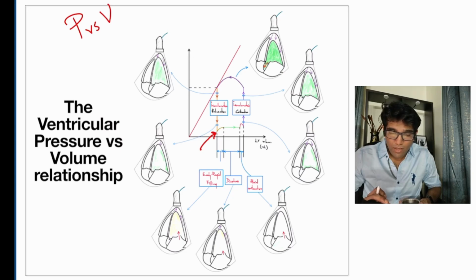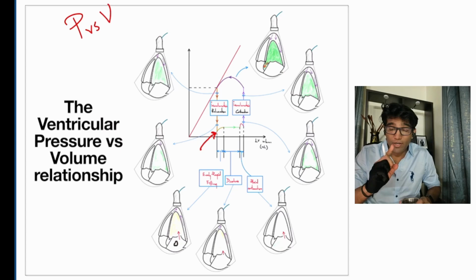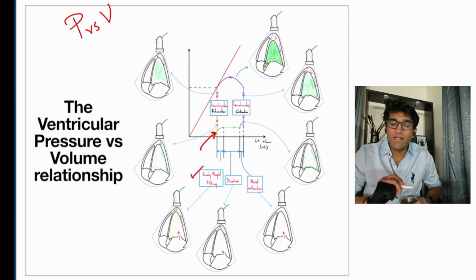Because there is a negative pressure there and the pressure within the left atrium is essentially zero, there is a pulling of the blood into the left ventricle. This is very important. Here the blood is being pulled. Under normal physiological conditions, blood is pulled into the left ventricle during early diastole. So this is known as early rapid ventricular filling.